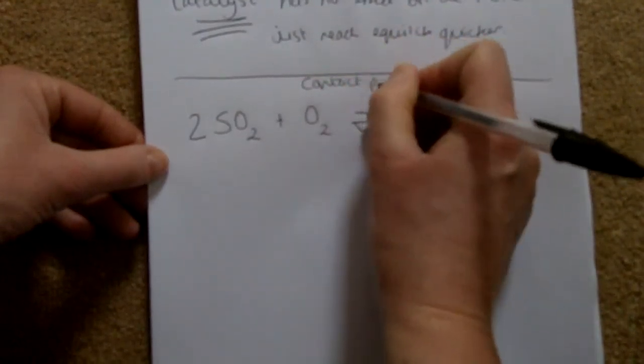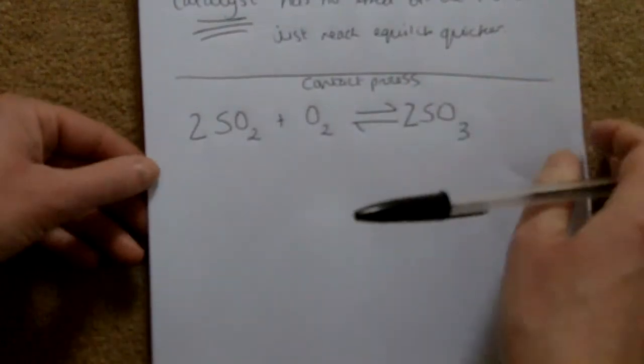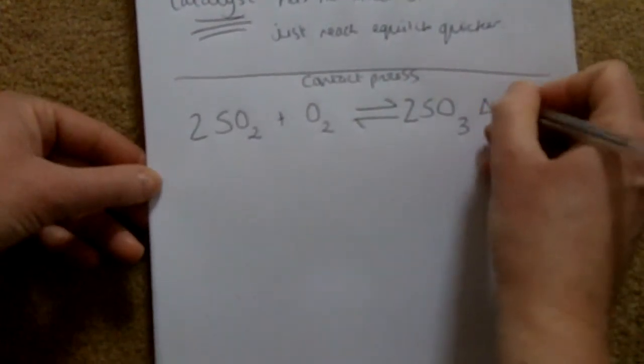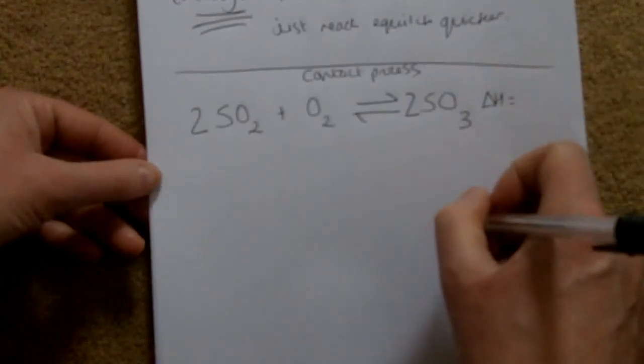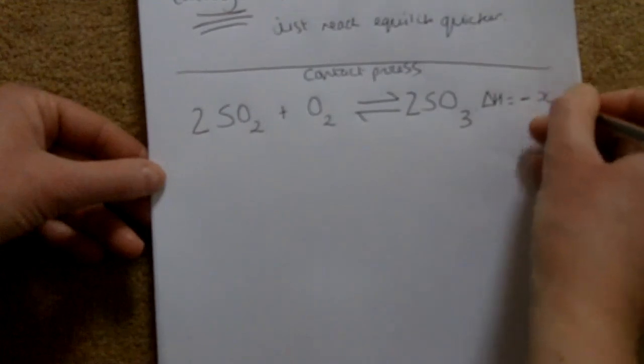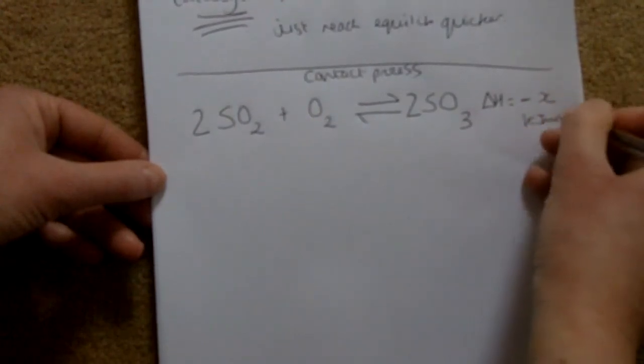It's industrially a very important process. It's used to make sulfuric acid. Now I can't quite remember what the enthalpy change is, but it's negative. So I'm going to put X because I can't quite remember exactly what the value is, but it is negative.